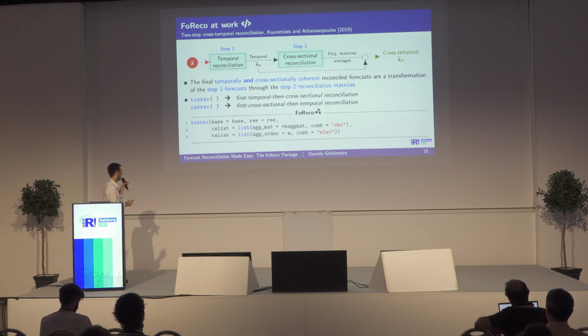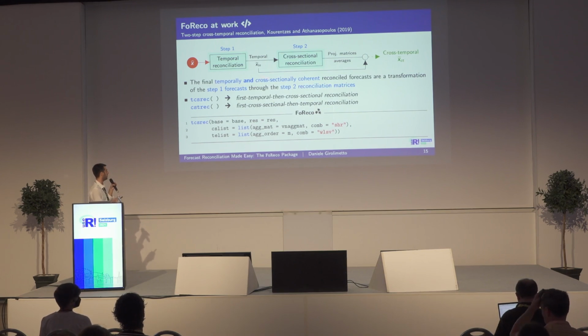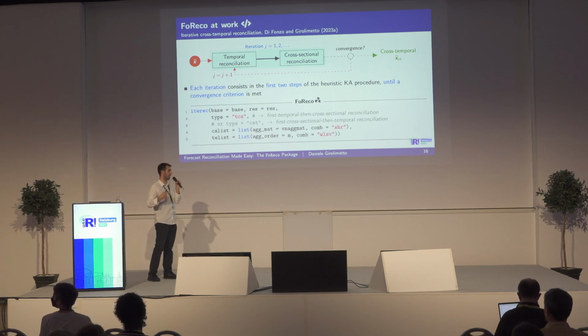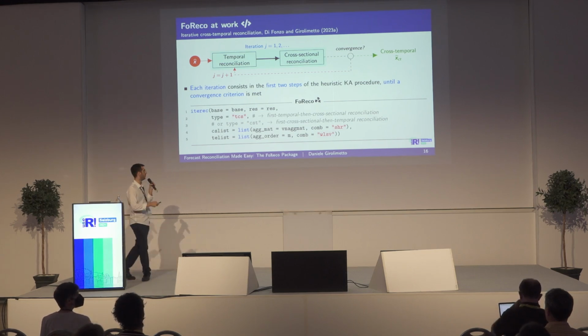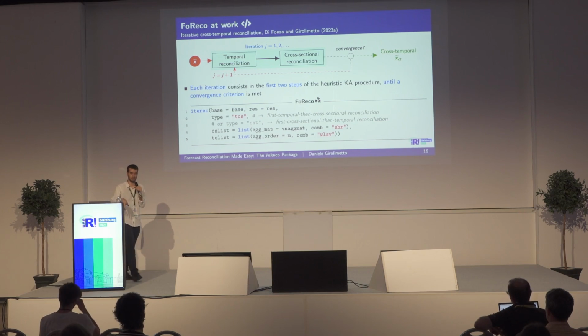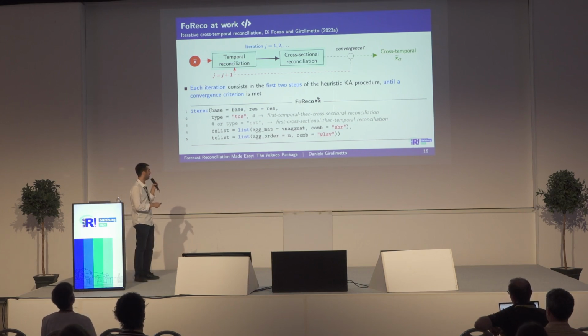As you can see, the inputs are very close to what we have seen before, but in this case, we are going to have a list for the cross-sectional parameters. So the aggregation matrix and the combination that we want to use in step 2 is in the cross-sectional list, and the temporal list gives you the parameters you want to use in step 1. Then we can extend the idea of the two-step to an iterative approach, but in this case, the inputs are very simple, and if you want to start from the temporal or from the cross-sectional, you have a parameter here that you can choose.